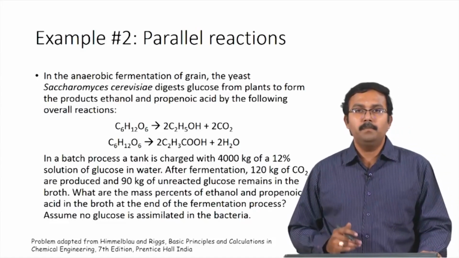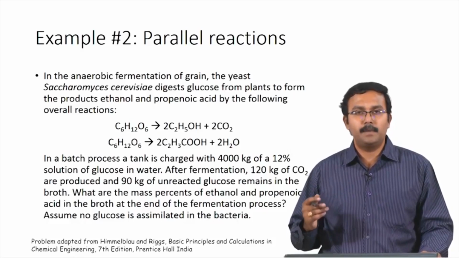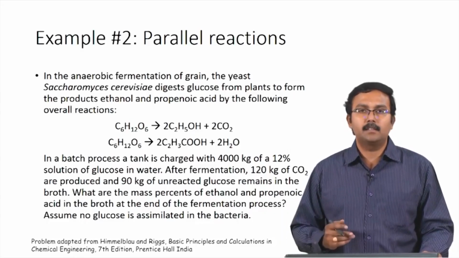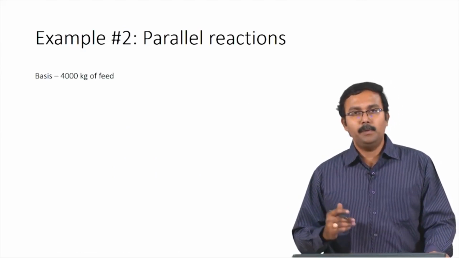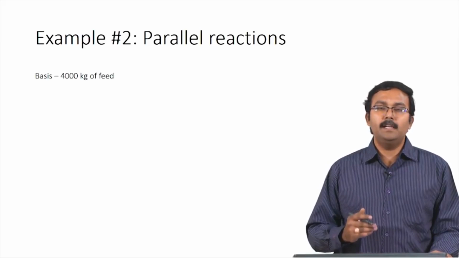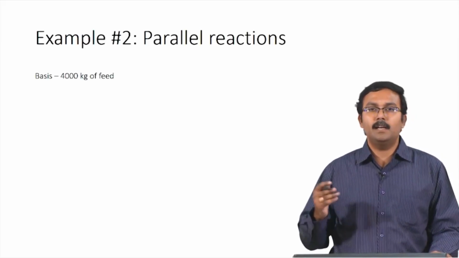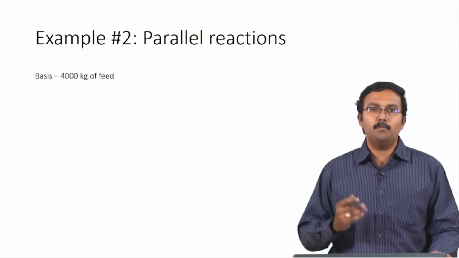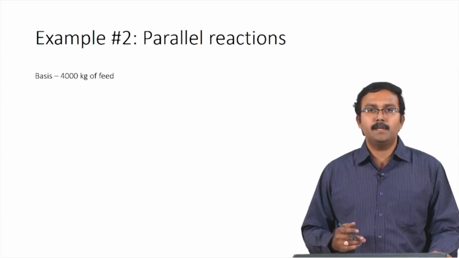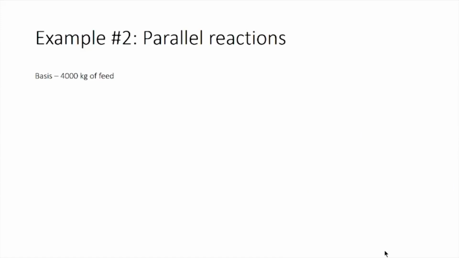To start the problem, we identify that 4000 kilograms of solution is present initially in the reactor. So, the basis would be 4000 kilograms of feed. Now that we have the feed in mass, we will have to identify how much of it is glucose and what is the amount of water. We would also need to know the number of moles of glucose and water which is present, so that we can use the stoichiometry effectively. So, let us first identify what information we have.